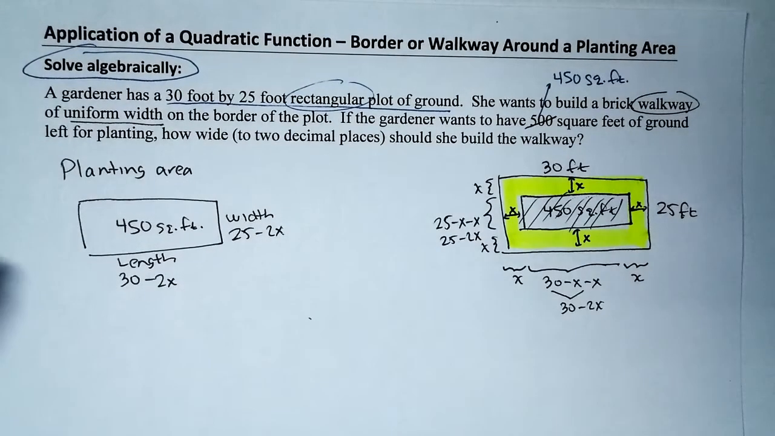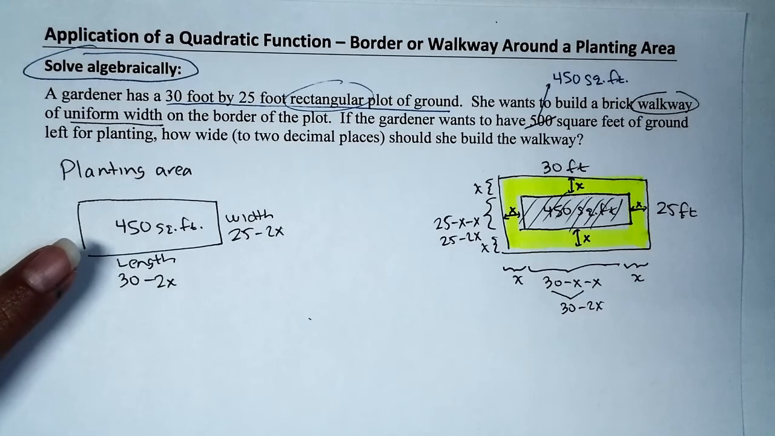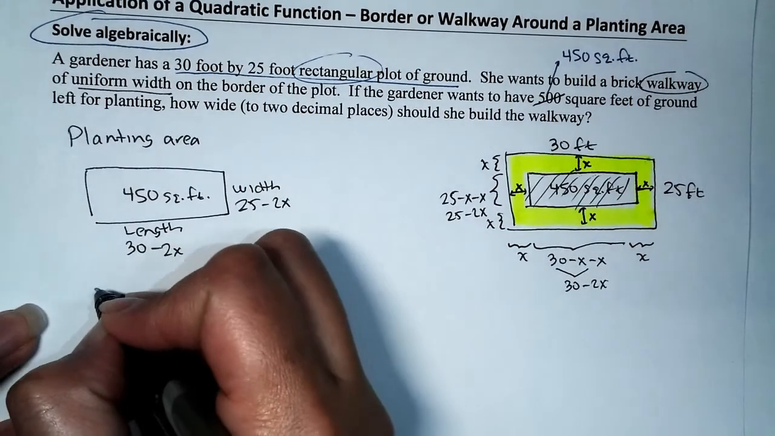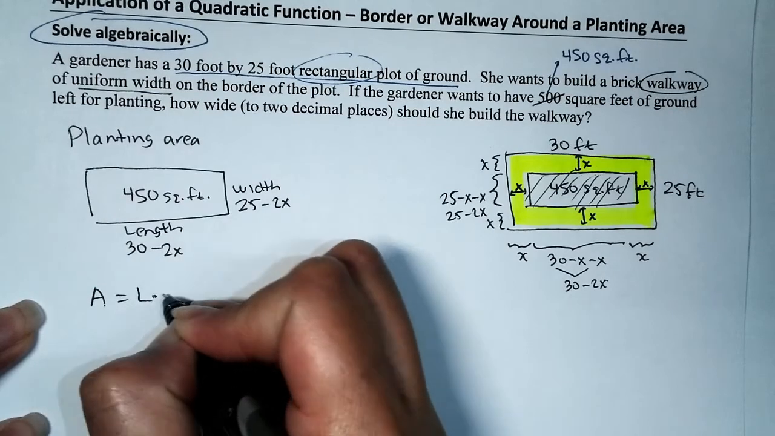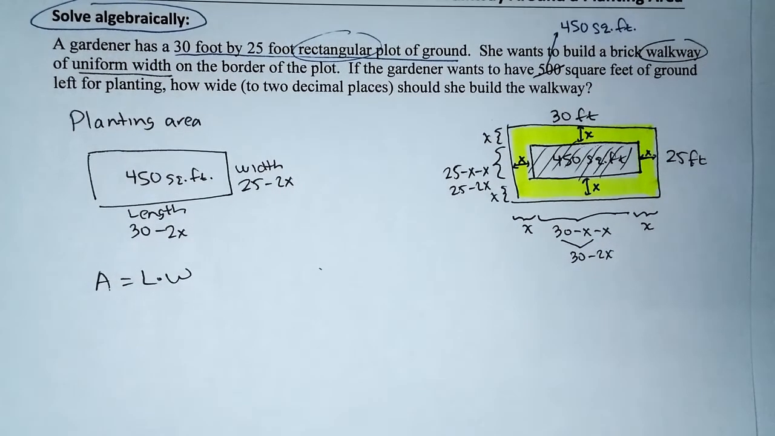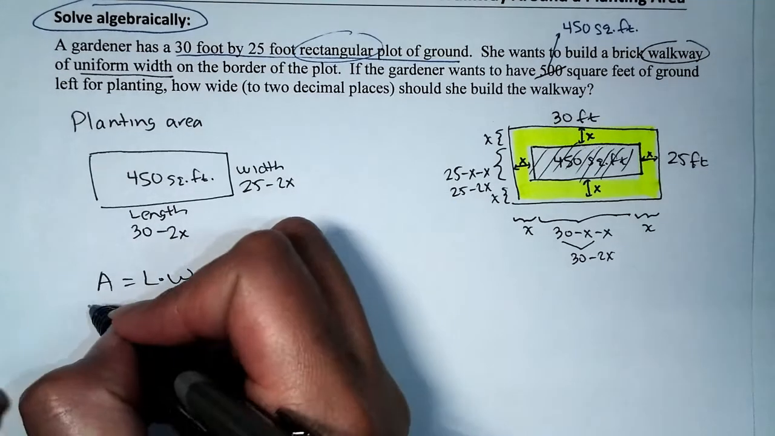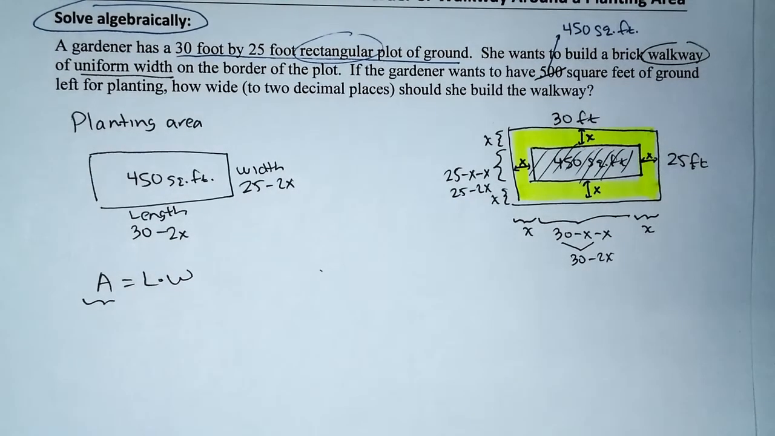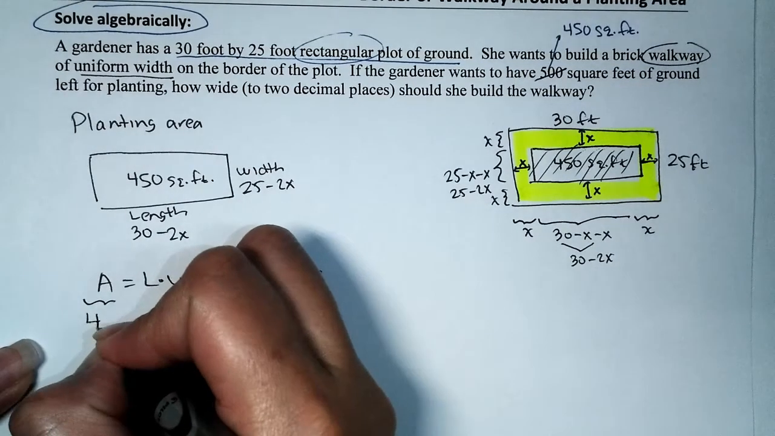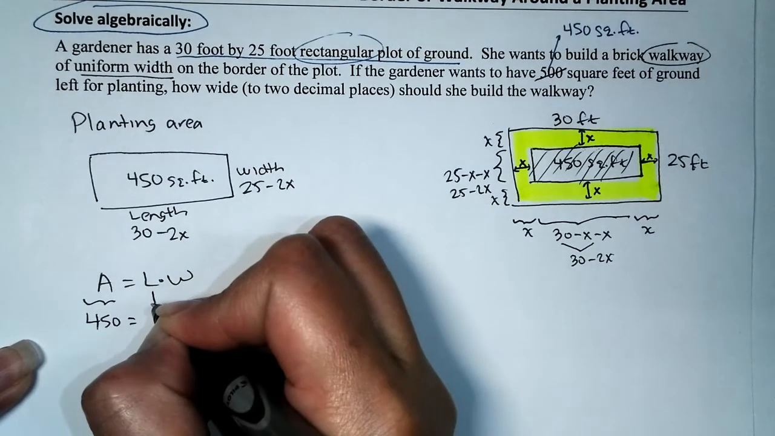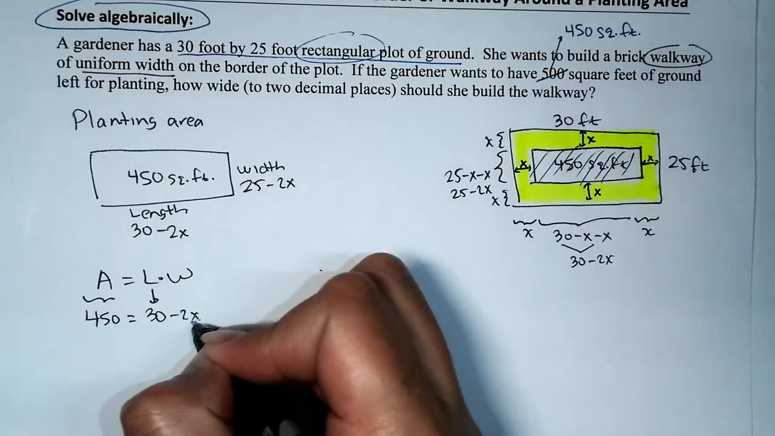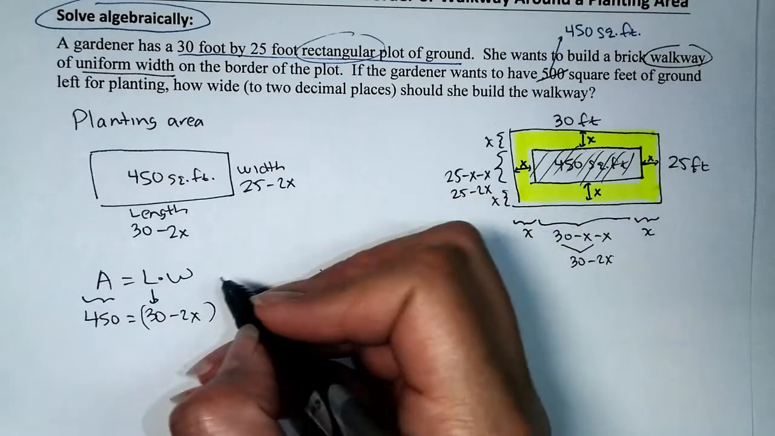Fantastic. So now, because they gave us some area, I guess we're going to use the area formula. So we have A equals length times width. Sorry, I'm a little nervous. We have that the area equals length times width. We know what we want the area to be: 450 square feet. We are going to multiply that by the length, which is 30 minus 2x, and by the width.